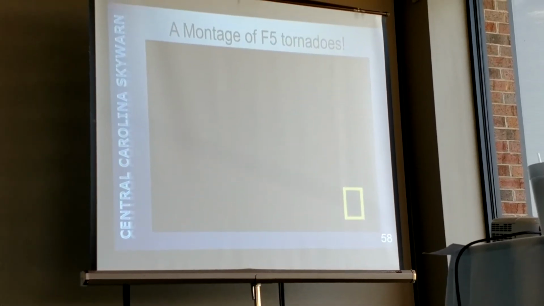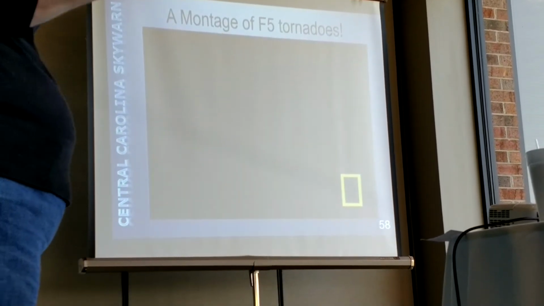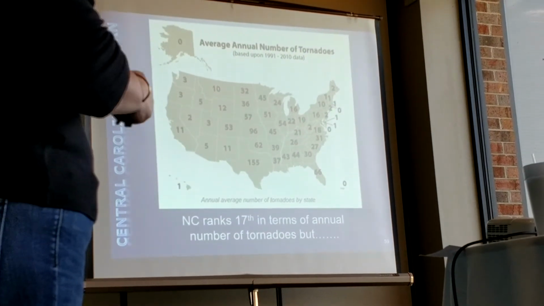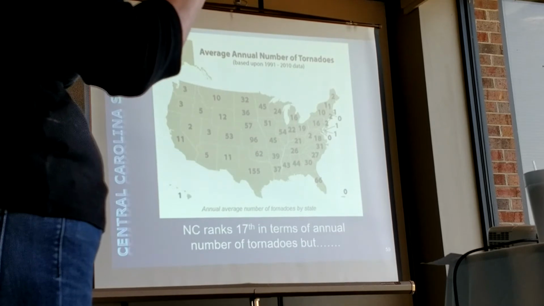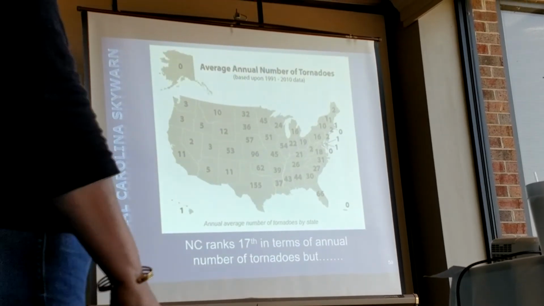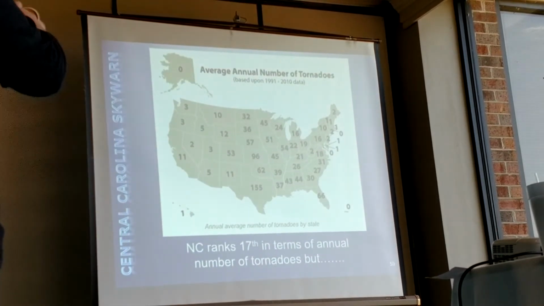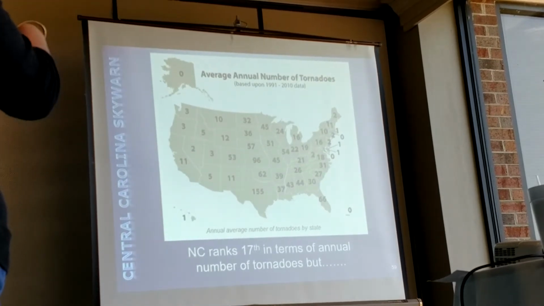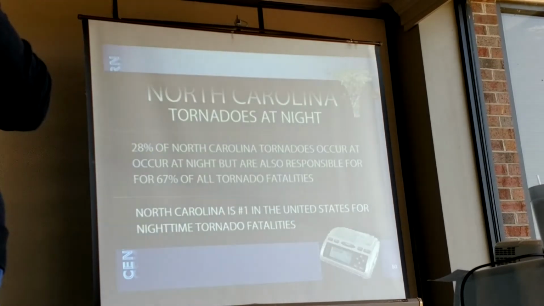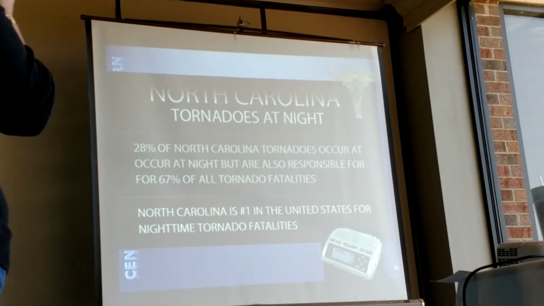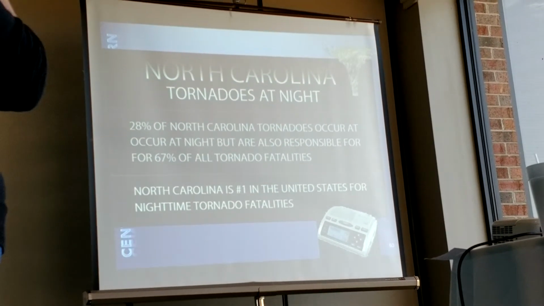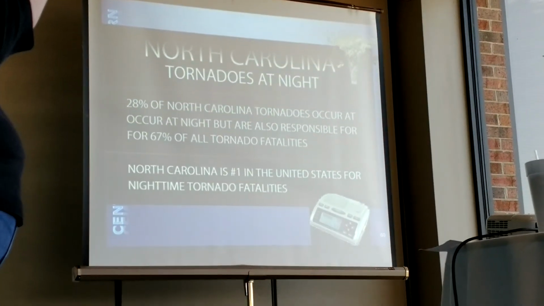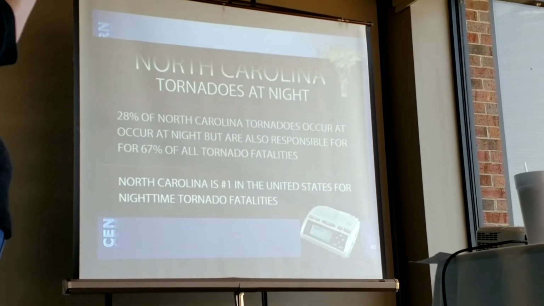Okay, so I just want you to get the idea of the power. I find nature's power awesome. You can see we average, depending on the statistics you look at, 31 tornadoes a year. We rank number 17 in terms of annual tornadoes. But here's the bad news. North Carolina is number 1 in the United States for nighttime tornado fatalities. That's over the Midwest, everything. We're number 1. That's not a statistic we should be proud of.